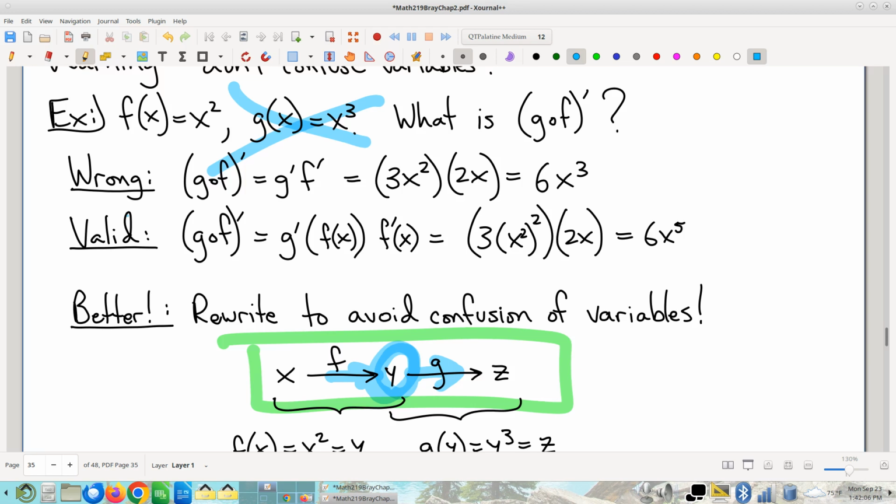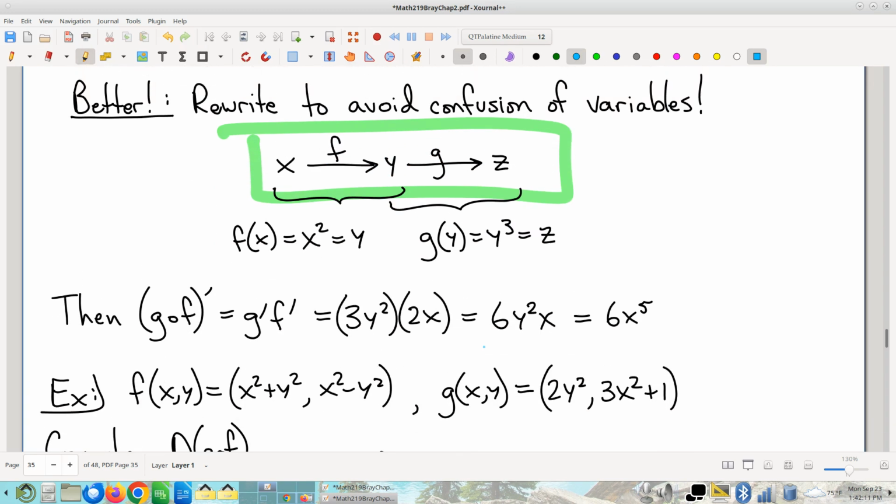So much easier instead to just not confuse your variables, rewrite g in terms of a different variable, y is a natural choice in this case, and then be as sloppy as you like, and the notation keeps track for you of what is plugged in where. It's just automatic, no problem.